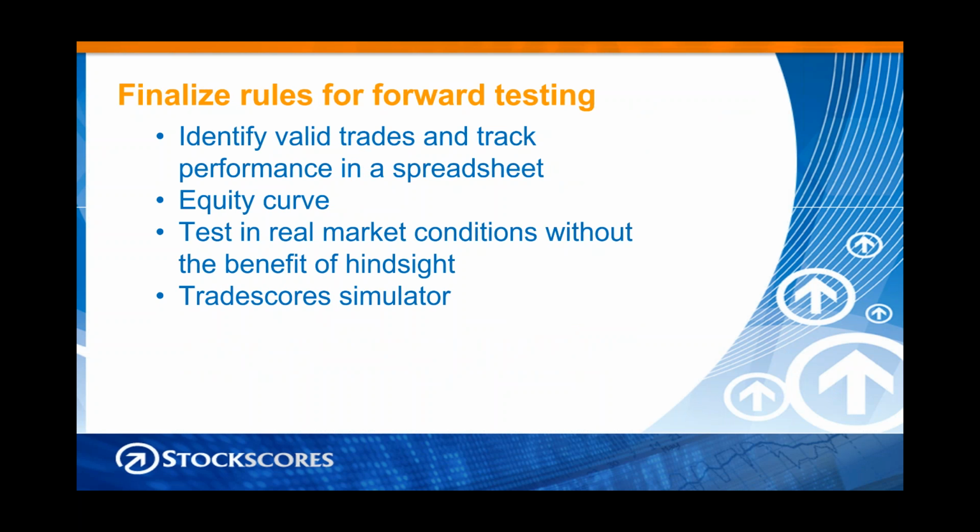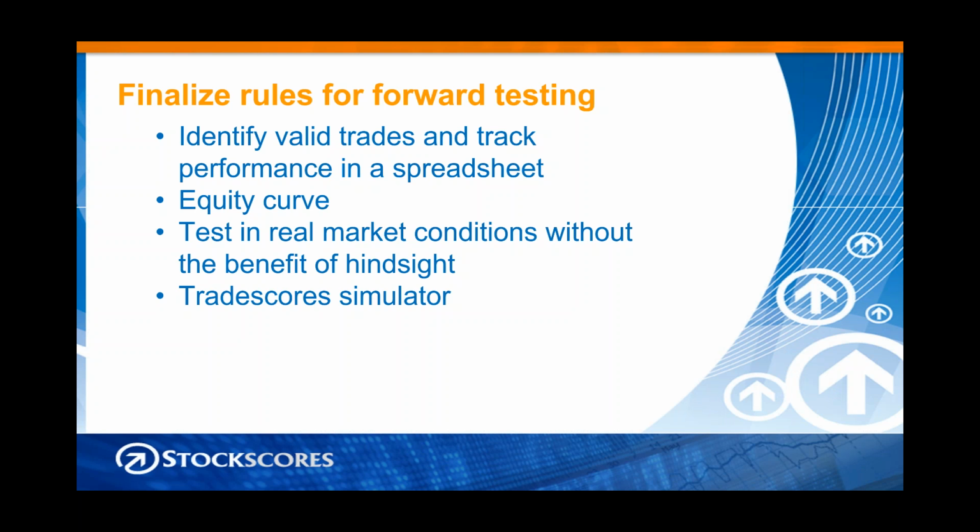We can bend our rules a little bit. We may not mean to, but the reality of being a human being is we're going to see what we want to see. And so it's important to then go through the process of forward testing to define our rules going forward without the benefit of hindsight. So I'm actually going to do paper trading or simulated trading with my rules to see how well they do. We're going to test them in real market conditions without the benefit of hindsight.